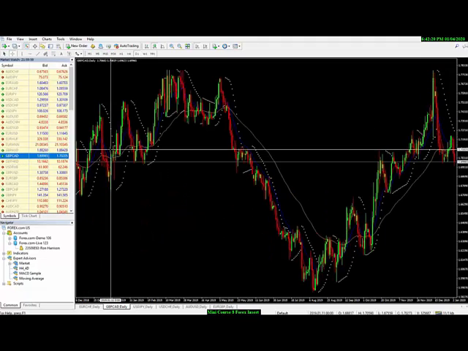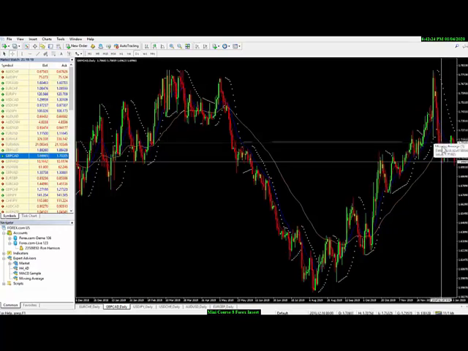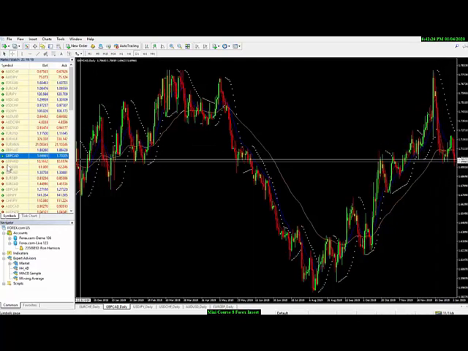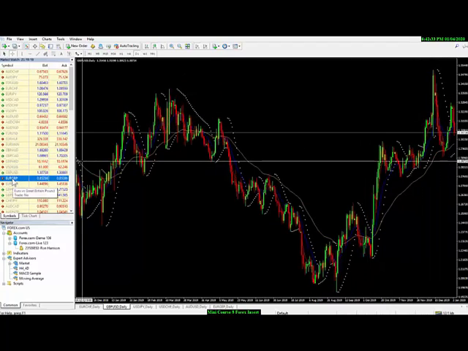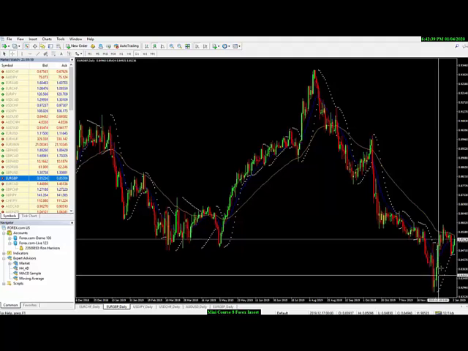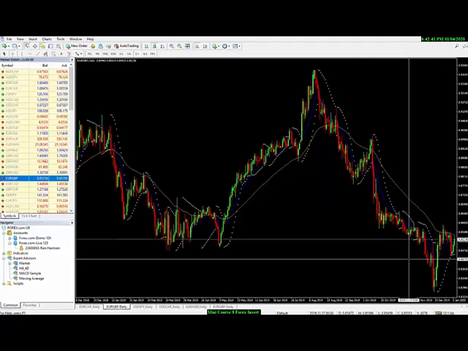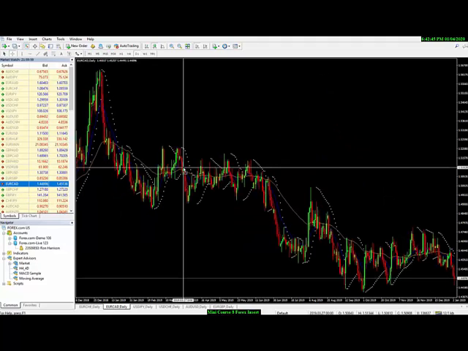Pound CAD, same deal. Bad news for the pound, for the Brexit probably. Took a tumble, so I'd still stay away from it. Pound US, same deal. Euro pound. Right here, Euro pound. So at this point, right here, that was probably again news. Still stay away because of the Brexit deal.